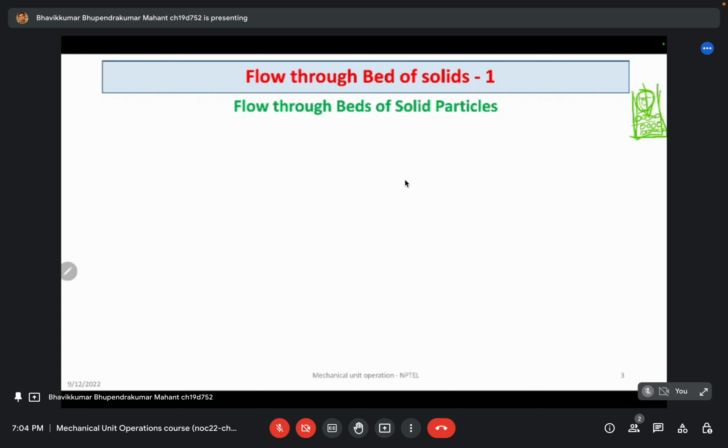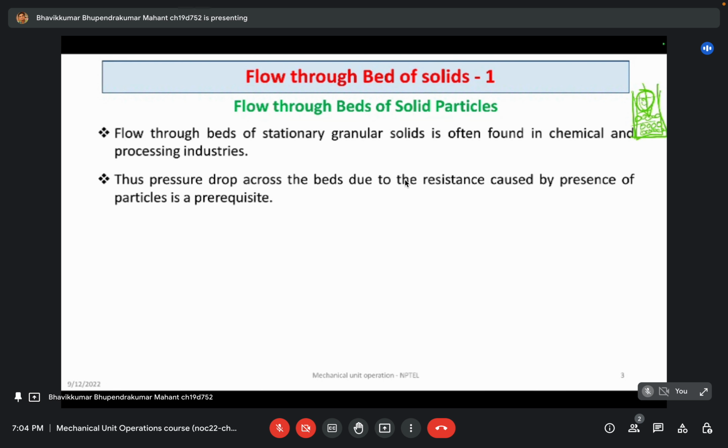Then we discuss the fluid which will flow through. Okay, so flow through beds of stationary granular solid is often found in the chemical and processing industry. You can see whenever we discuss distillation operation or many other operations where we require columns, packing materials are there to enhance the mass transfer and heat transfer area between the two phases. So at that time we need to understand the flow behavior, the pressure drop, and the other parameters and forces acting on it.